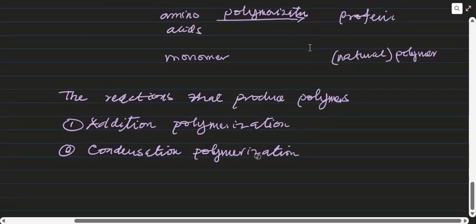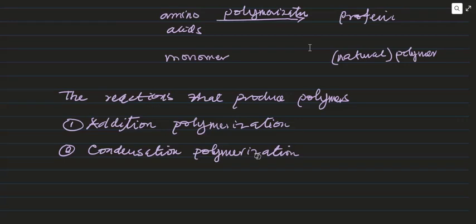Then we discussed the two types of reactions that give us polymers. We said one of them is addition polymerization, and the other one is condensation polymerization.